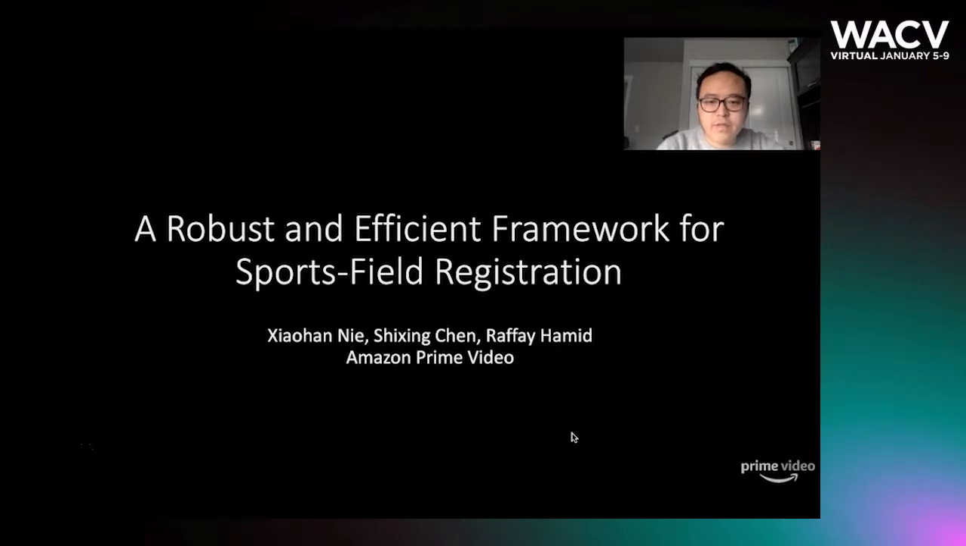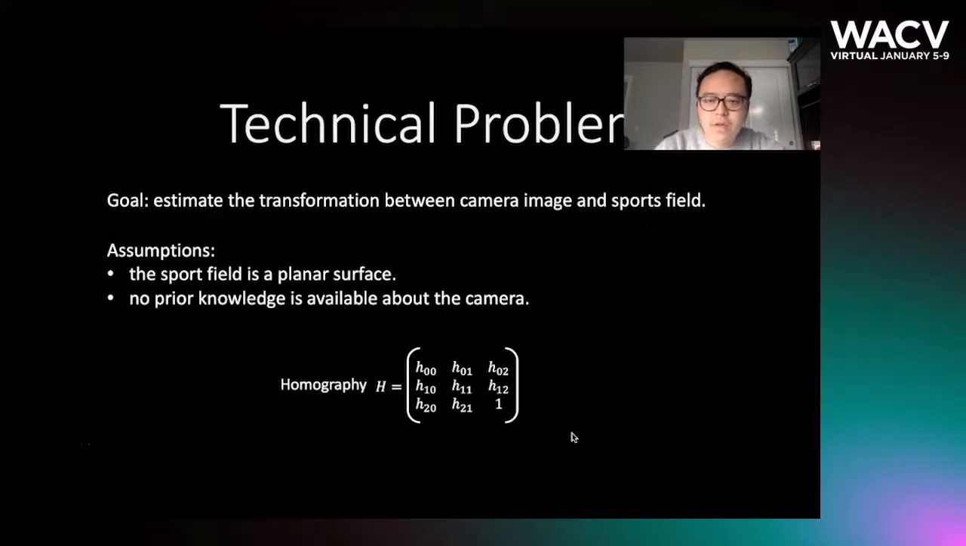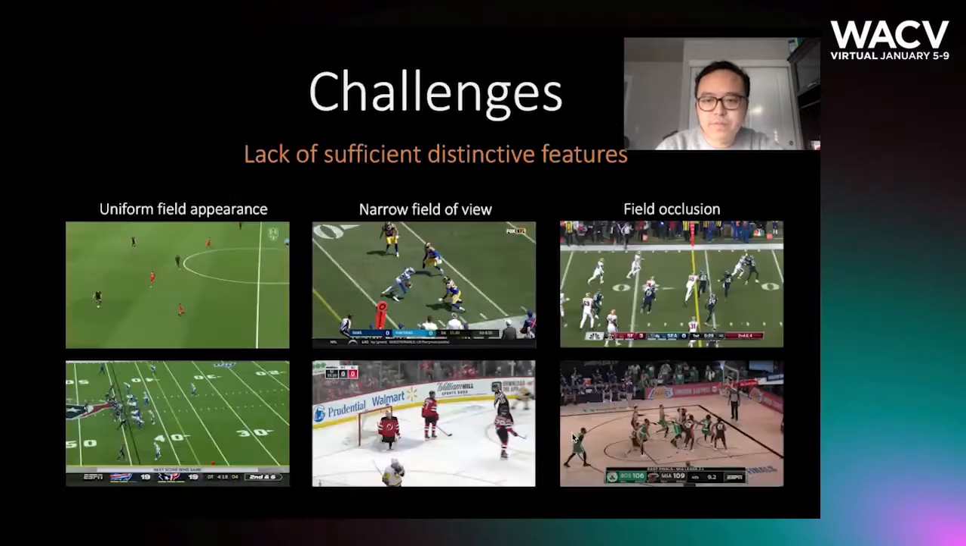We are working on several projects for improving customers' experience for watching sport videos. Today we are going to introduce our recent work, a robust and efficient framework for sports field registration. Our goal is to estimate the transformation between camera image and the sports field. We have two assumptions. First, the field is a planar surface. Second, there is no prior knowledge about the camera. Then this transformation can be parameterized as a homography matrix.